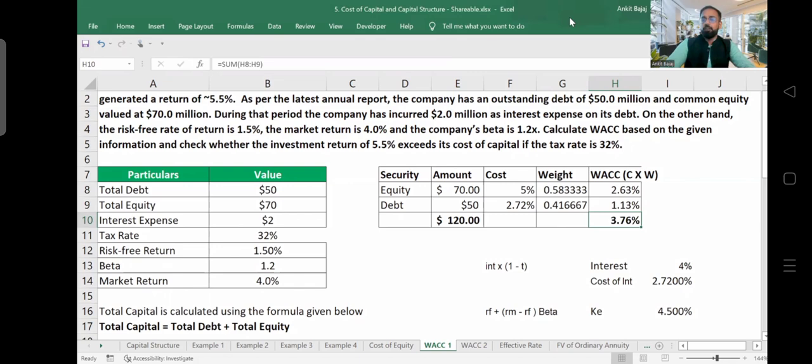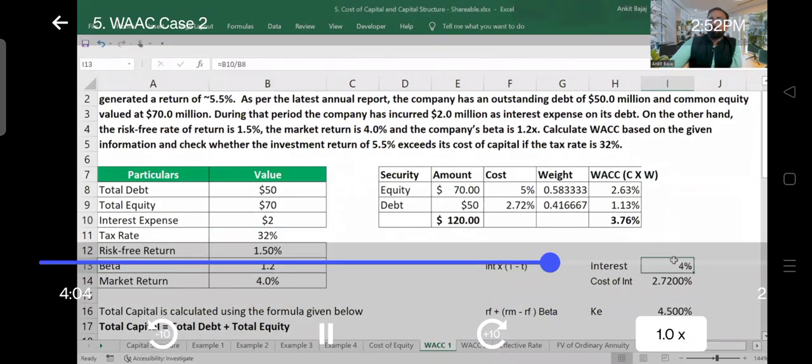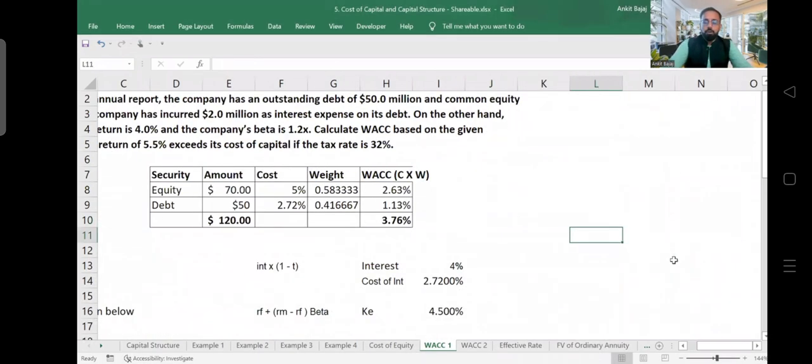I think all of you are able to solve this question, right? I think it is simple. See, how did we get this 4%? For the loan amount of 50 million, focus here, loan amount is $50 million. For this loan, you are paying interest of 2 million, right?